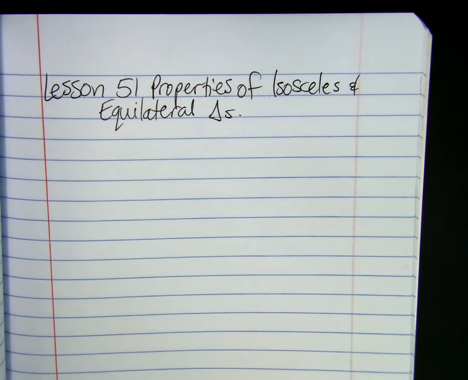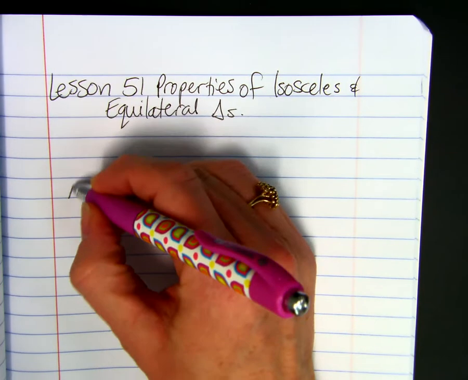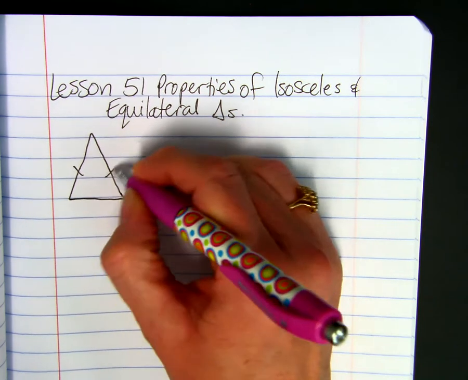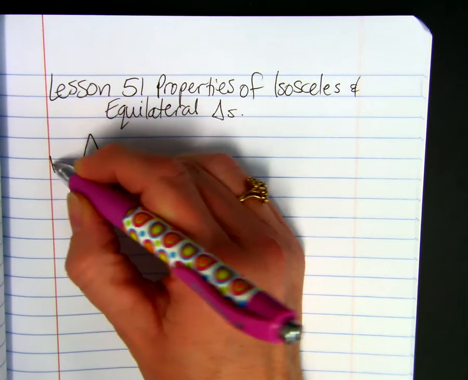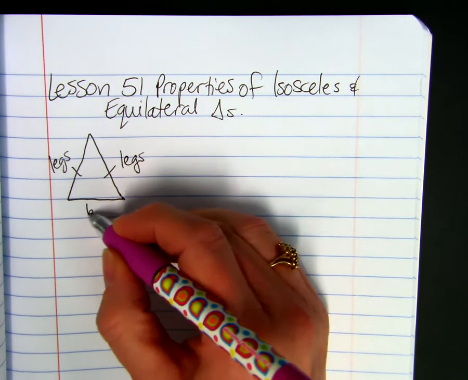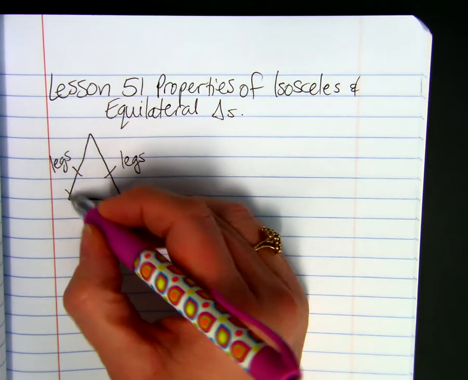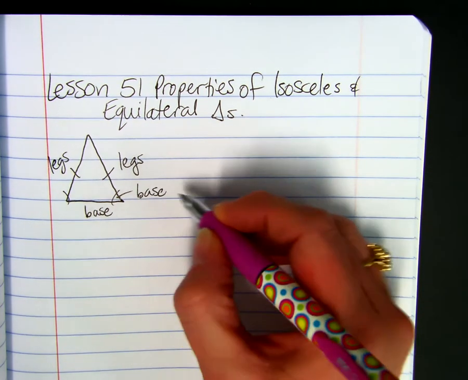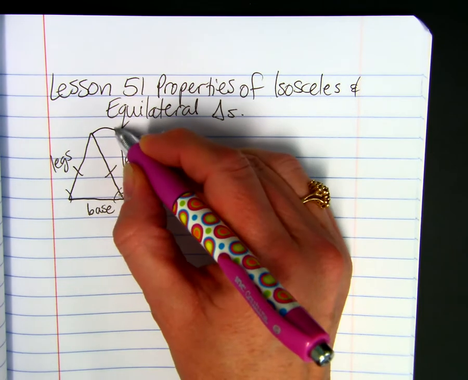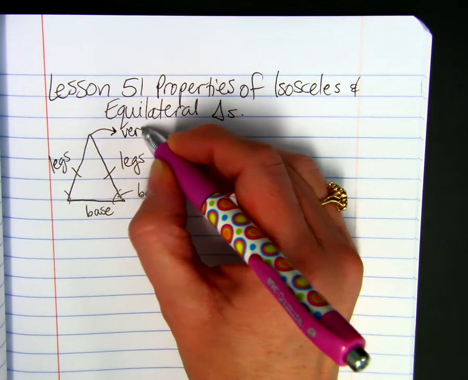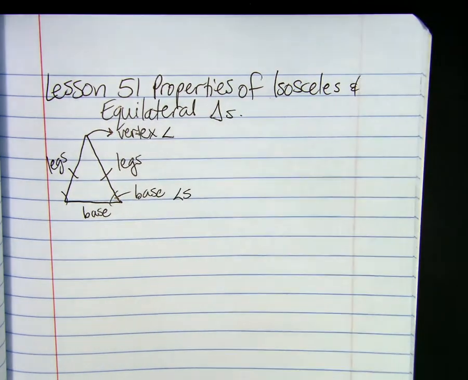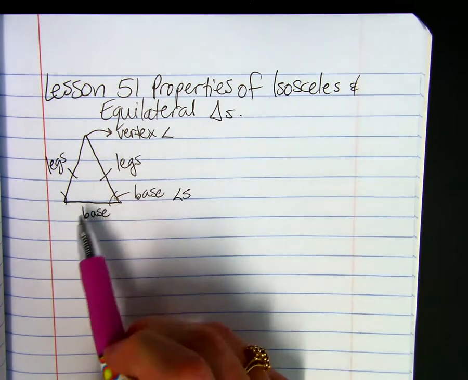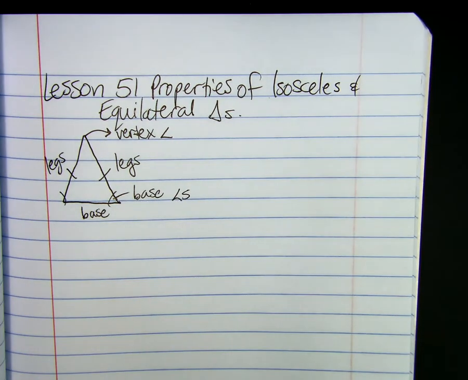Okay, so first of all, with isosceles triangles, the two sides that are congruent are called the legs. The third side is called the base, and the two angles at the base are called base angles, and the very top vertex is called the vertex angle. So the vertex angle is the angle formed by the two legs of an isosceles triangle.